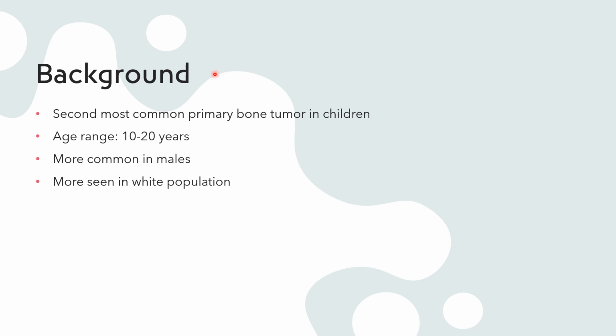Okay, so a little bit of background information. Ewing sarcoma is the second most common primary bone tumor in children. Now this usually follows osteosarcoma, which is the most common one. The usual age bracket that you would see in your clinic would be 10 to 20 years of age, and it's usually going to be a boy, and it's more commonly seen in the white population. The reason for this is that there's a specific genetic abnormality which leads to a specific group of tumors known as the Ewing family of sarcomas, which are more seen in this population.